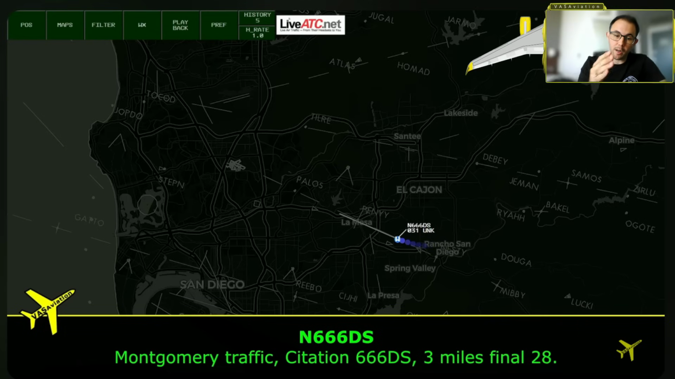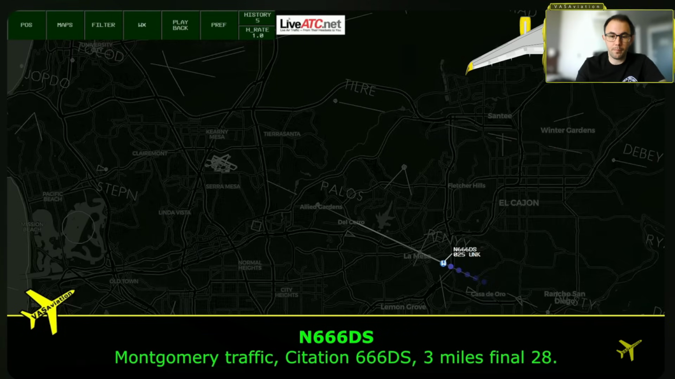We're going on the final approach course. Citation 666 Delta Sierra, 3 miles, final 28.